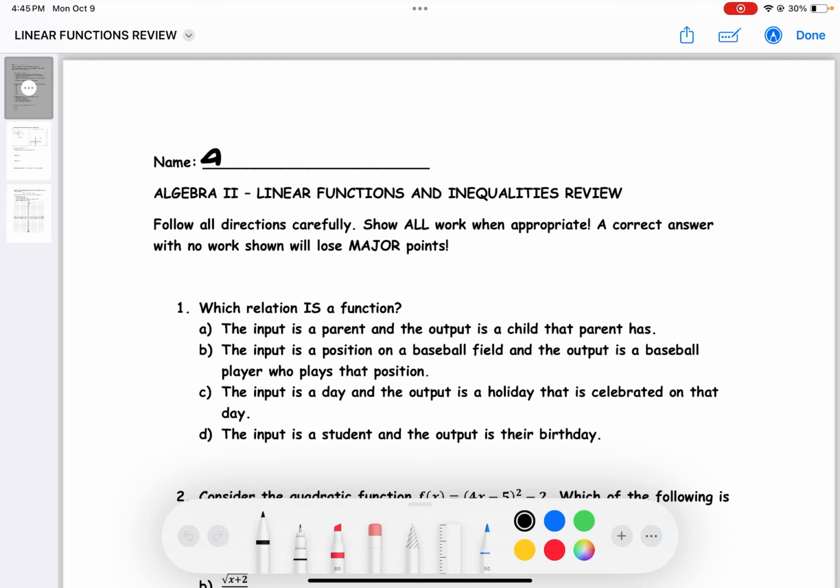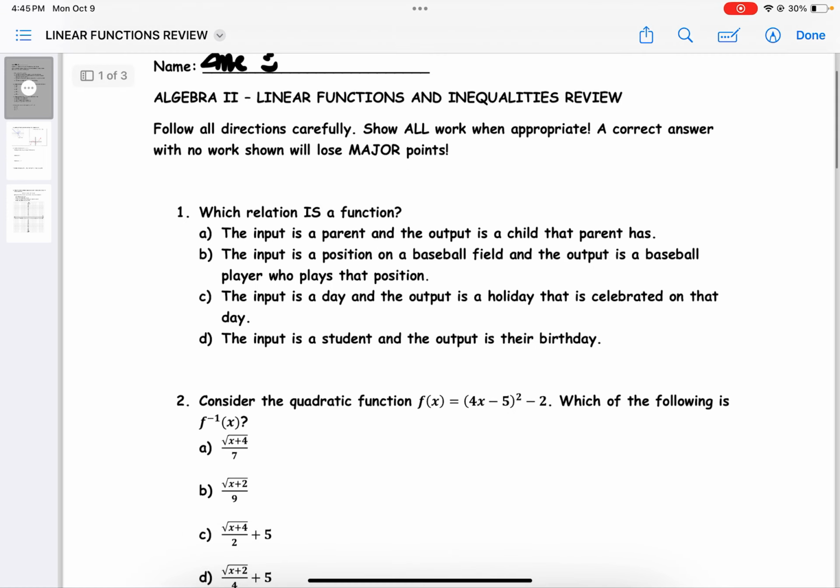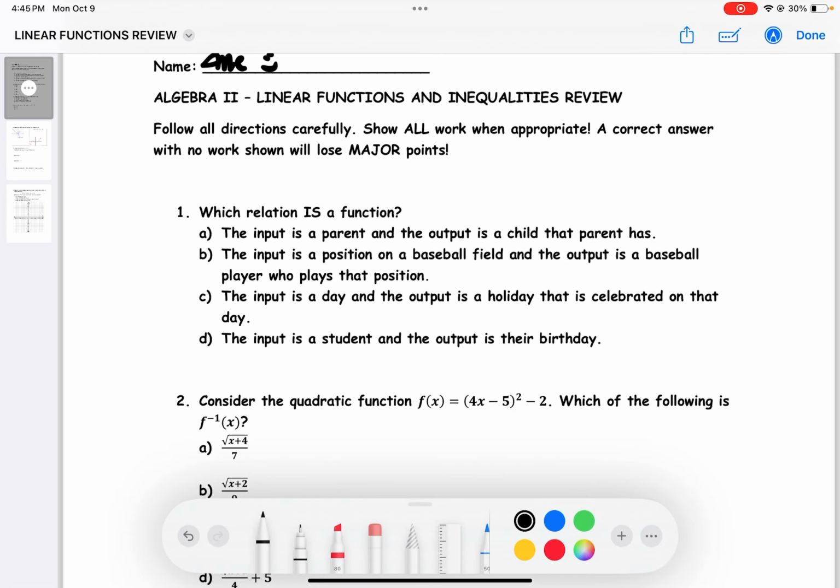So this is the answer key, and I will turn that thickness down a notch. Number one, which relation is a function? When we're thinking about which relation is a function, our main question is which of these scenarios are going to have one output for every input, right? So every time I input something, I should only ever be getting one output, right?